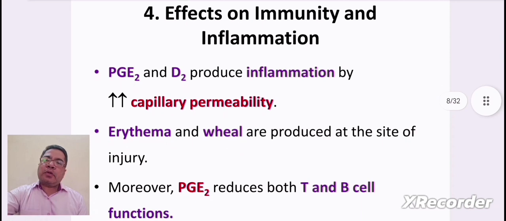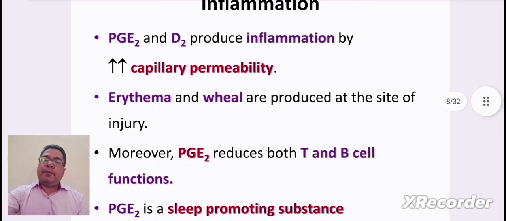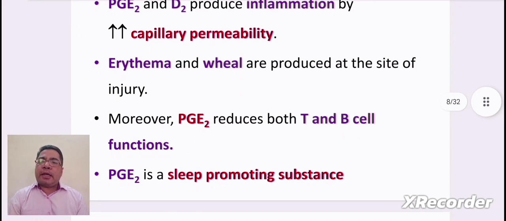Coming to effects on immunity and inflammation. PGE2 and D2 produce inflammation by increasing capillary permeability. Erythema and wheal are produced at the site of injury. Moreover, PGE2 reduces both T and B cell functions. PGE2 is a sleep-promoting substance.